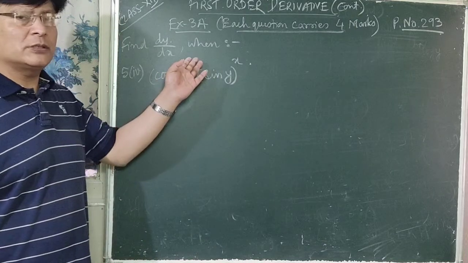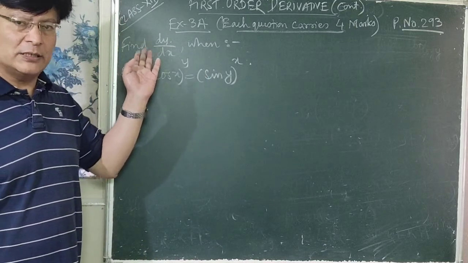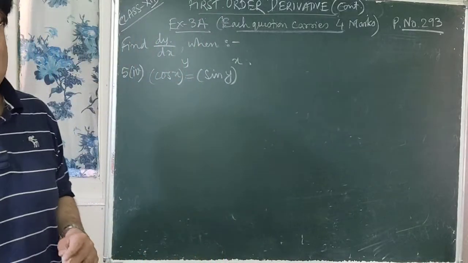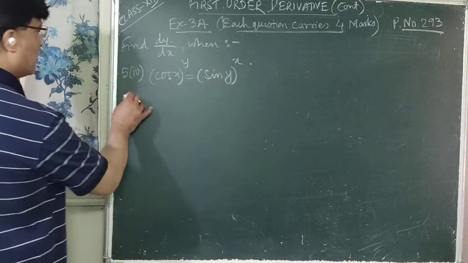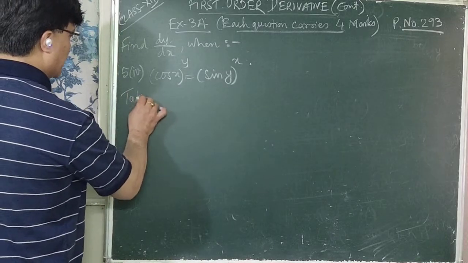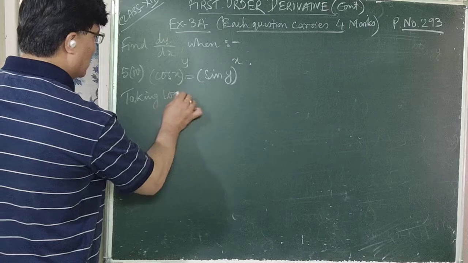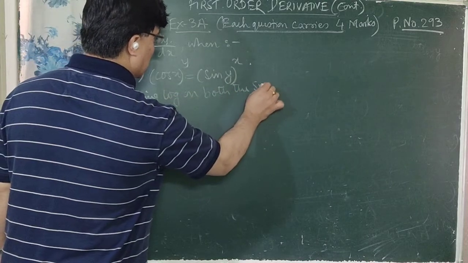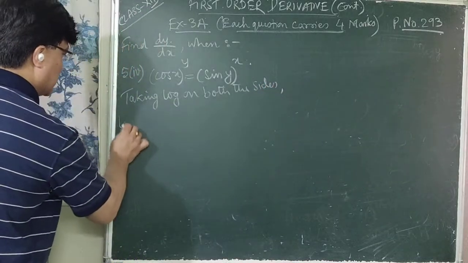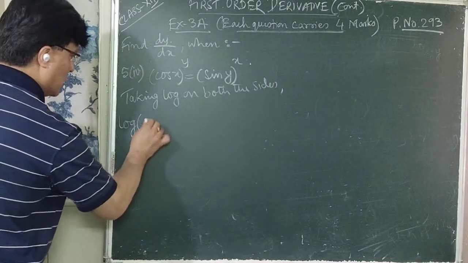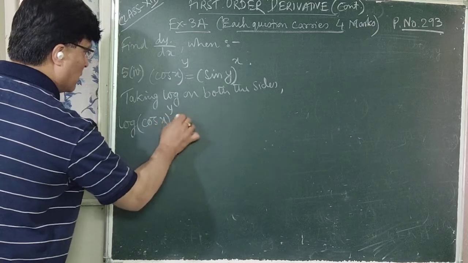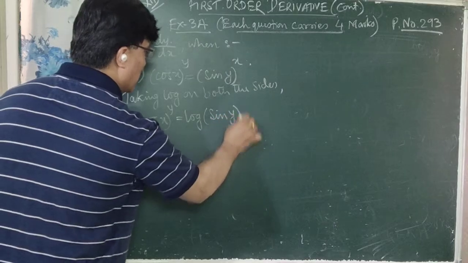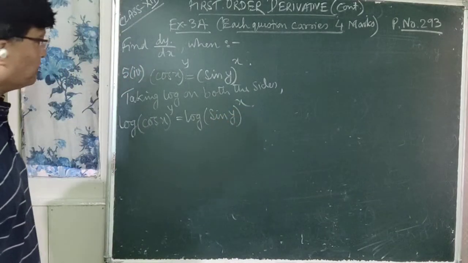So these powers should come in the front. These powers should be taken to the front. That means you have to take log on both the sides. So let us take log on both the sides, right? Taking log on both the sides. What do we get? Log of (cos x) whole to the power y is equal to log of (sin y) whole to the power x, right?